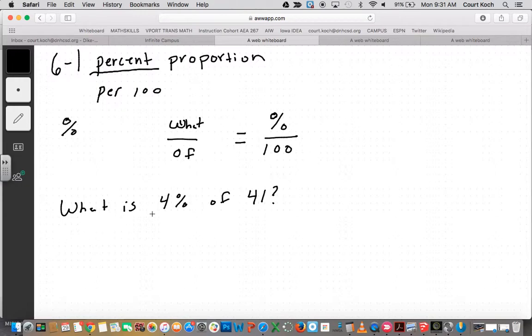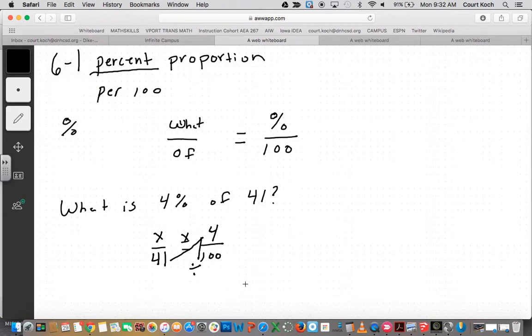So if we take what is 4% of 41, and I want to set up the percent proportion, comparing two things, I always know 100 is going to go down here. Here's my percent, out of 100, per 100. 4 goes on top. What? I don't know what it is, so that's going to be my x. Of, what is it out of? It's out of 41. So 41 is the total. What I'm basically going to do is cross multiply and divide, cross multiply this way, divide going down to find out my answer.